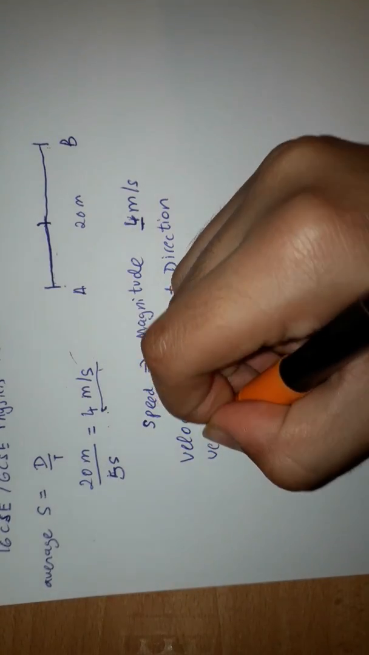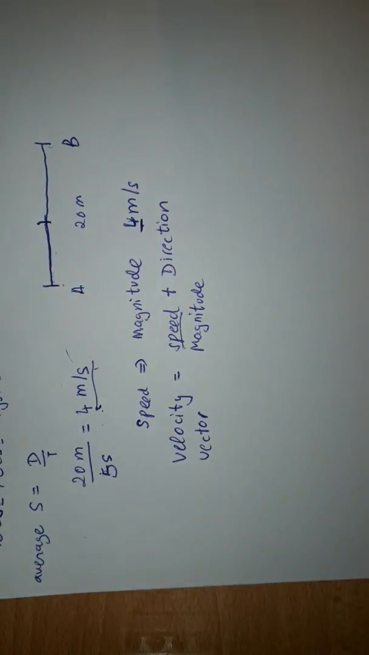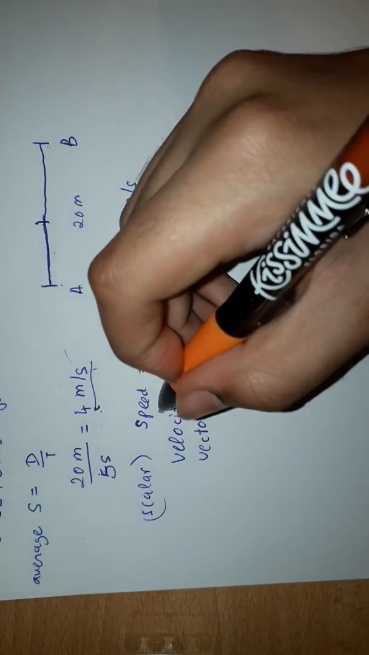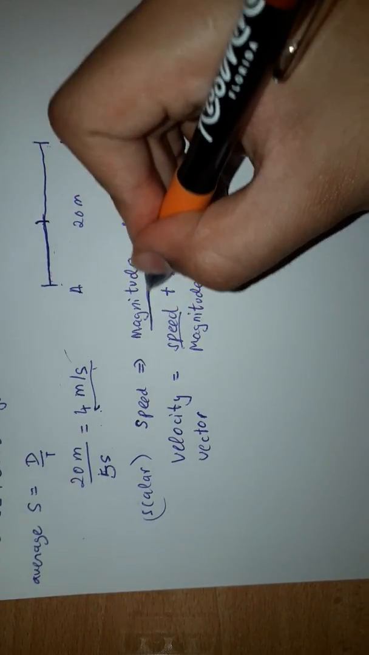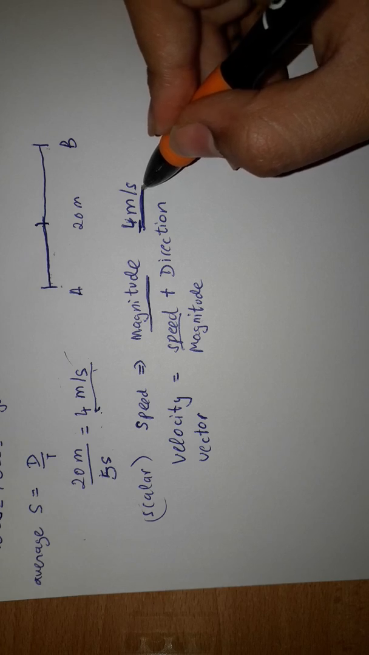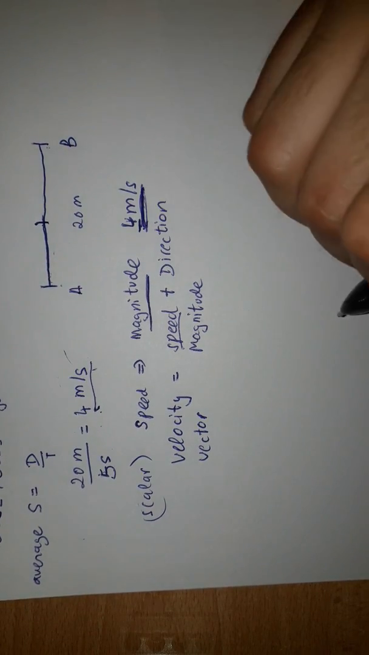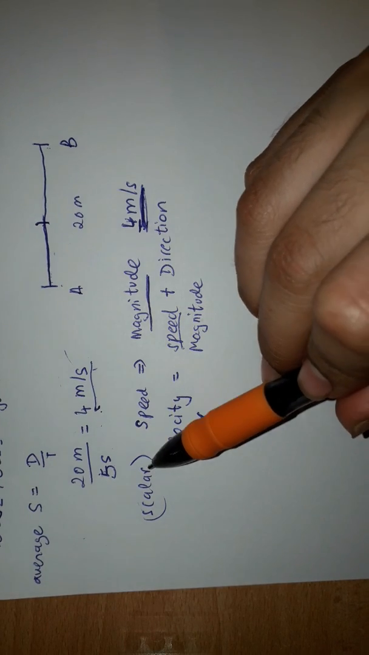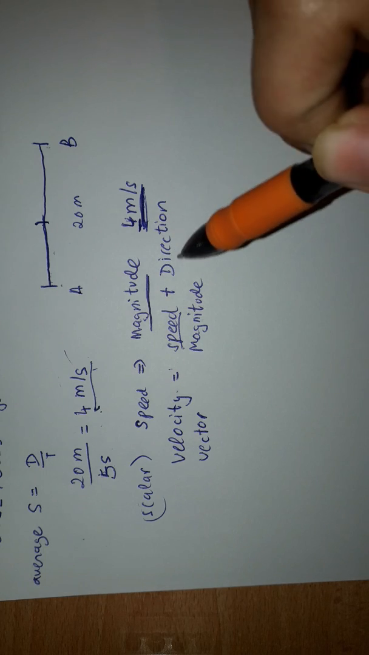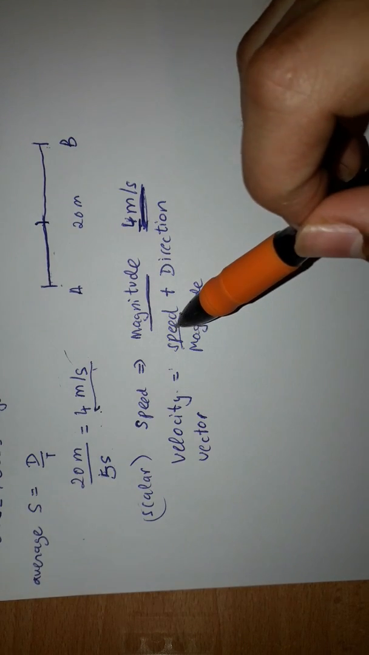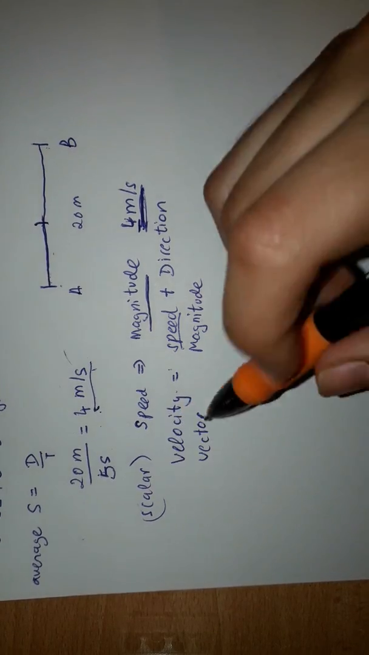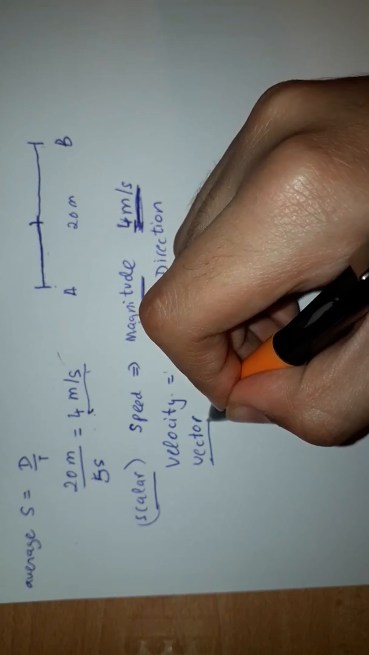So velocity is a vector, and speed is a scalar quantity. Scalar basically means that it just consists of a magnitude. For example, 4 meters per second is just the speed. So it's just the quantity, and we call that a scalar quantity. However, velocity also includes the direction in which an object is going at that certain speed. So velocity is a vector quantity. So that's the difference between a scalar quantity and a vector quantity.